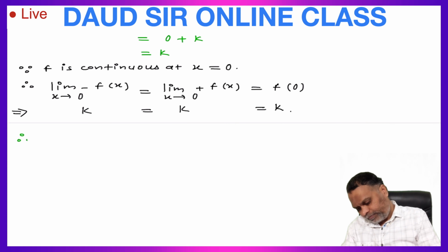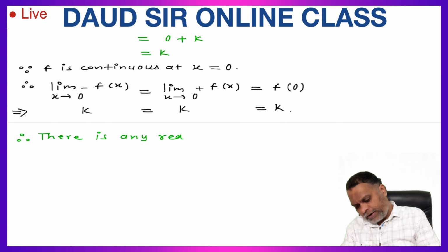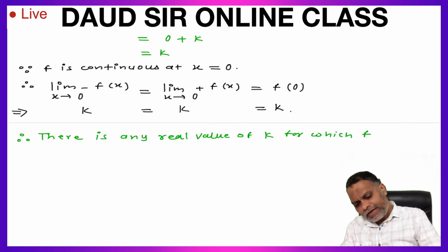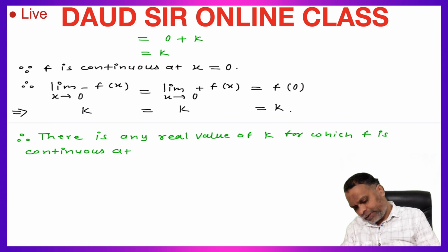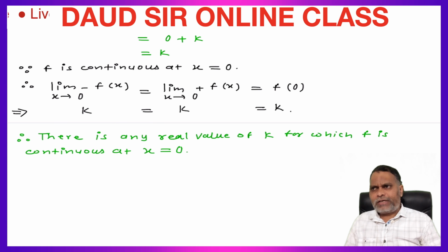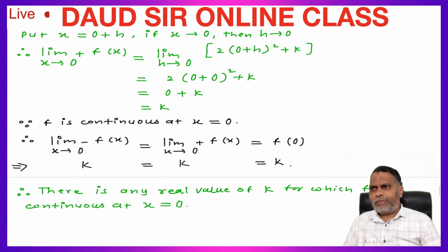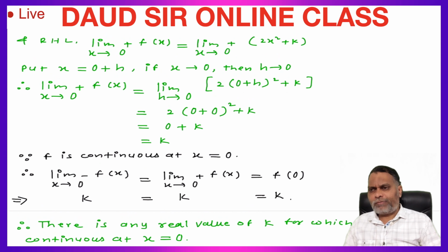Therefore, there is any real value of k for which f is continuous at x is equal to 0. So any real value of k we can take here. This function will be continuous at x is equal to 0 for any value of k.